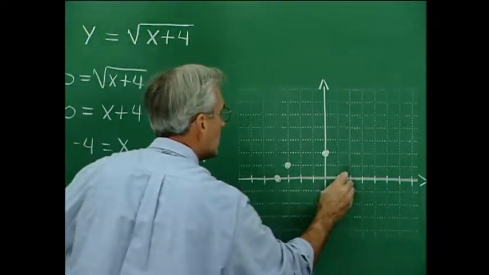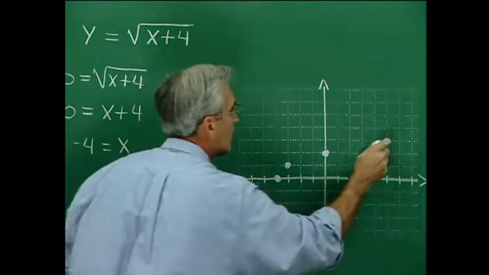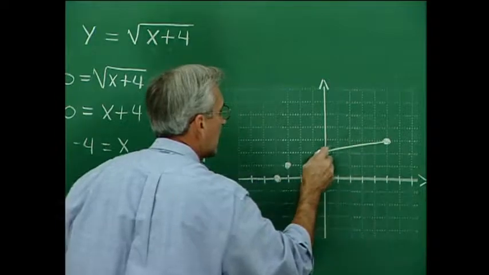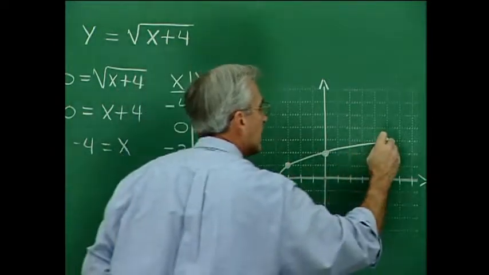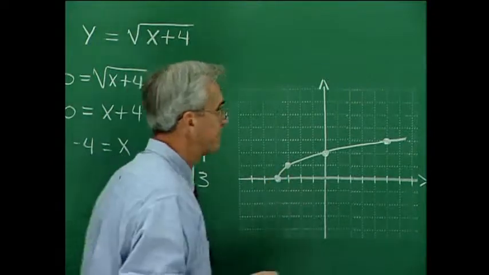So let's see, 1, 2, 3, 4, 5, 1, 2, 3. All right. Good, and the graph then looks about like this. And I want to go through here. And the graph stops right here.